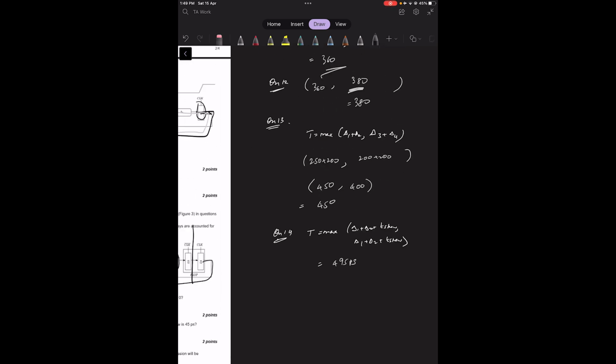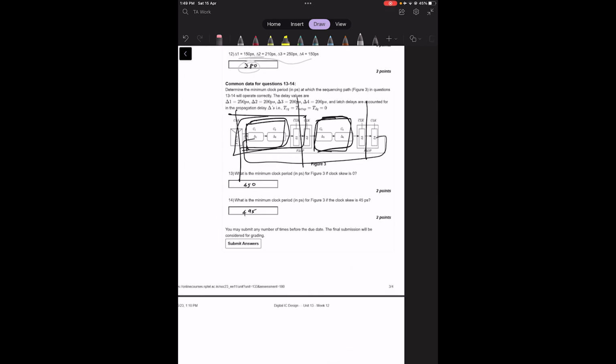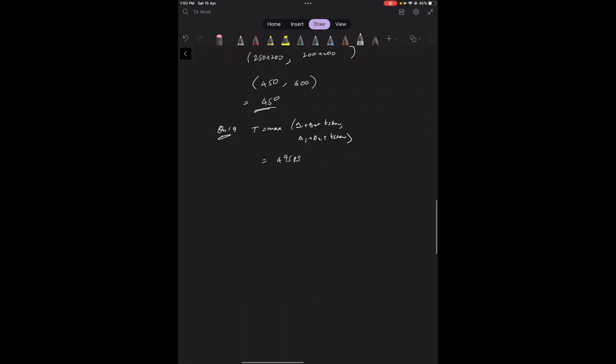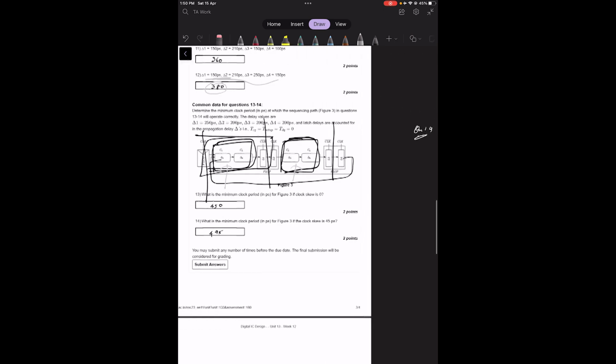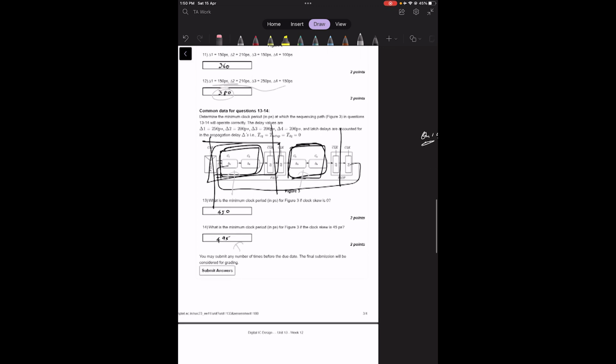So for question number 13, you've taken delta 1 plus delta 2 and delta 3 plus delta 4, and you've taken the max 450. Hence you will make sure that it does not violate for any of the cases, for this or that. Again, for question 14, you do the same. Now you add in the T skew, right? Since it is not skew tolerant now, you need to add in the T skew, and you will calculate that it is 495, right?